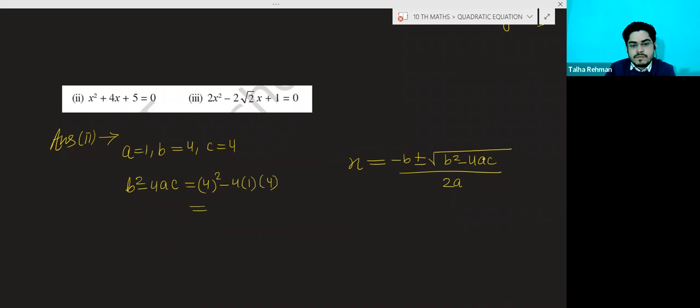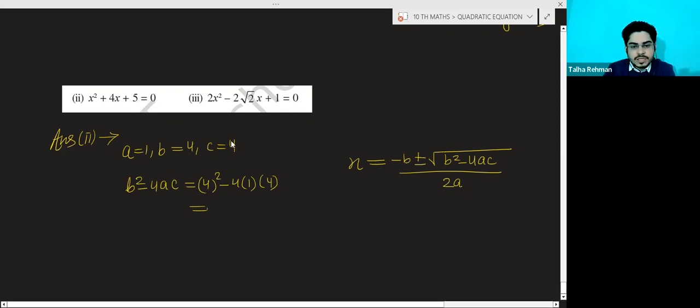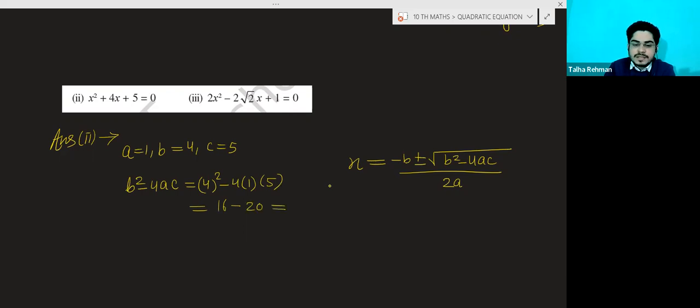So it will become, oh sorry, it is 5. C is 5 here. So here also it will be 5. So it will become 16 minus 20. So we are getting minus 4. And what is minus 4?